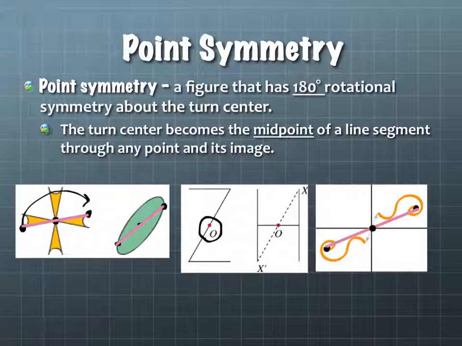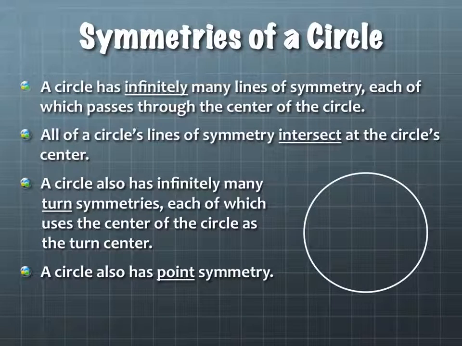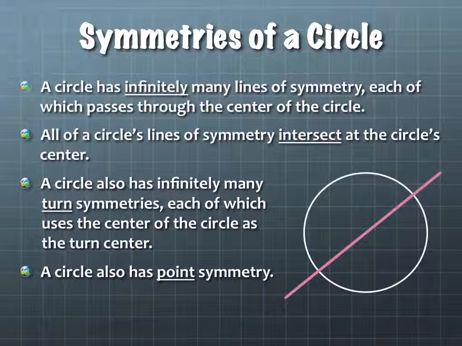Circles are very interesting, or maybe not so interesting depending on your perspective. So if you take a circle into consideration, a circle will have infinitely many lines of symmetry, each of them passing through the center of the circle. So if I pass through the center of the circle, what is that line called? Diameter, exactly. This would be a diameter. So every diameter of my circle, and there are infinitely many diameters, would be a line of symmetry. All of the circle's lines of symmetry intersect at the circle's center, obviously.